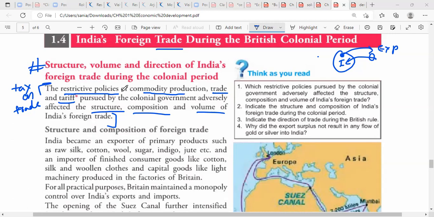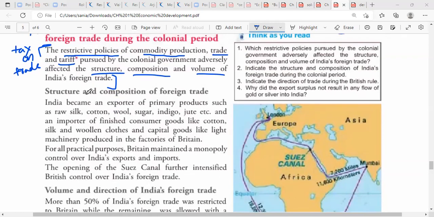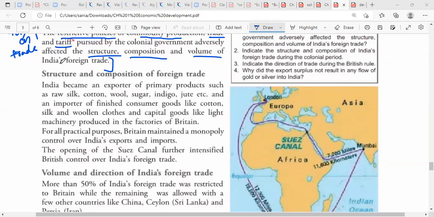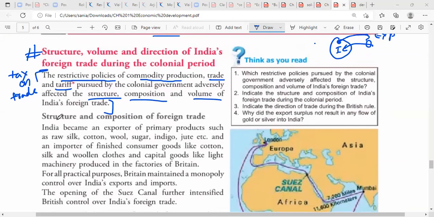Done. Okay. Now we are going to discuss everything in detail like structure, composition and volume. First we'll discuss structure and composition, then we'll discuss volume. So what was structure? Structure and composition of foreign trade. Structure means what it looked like.